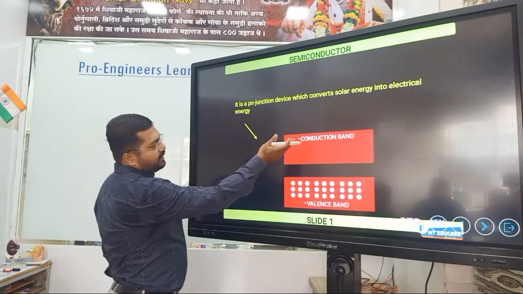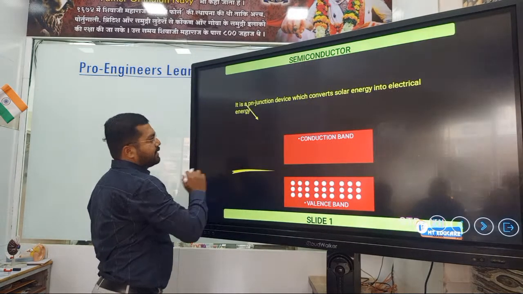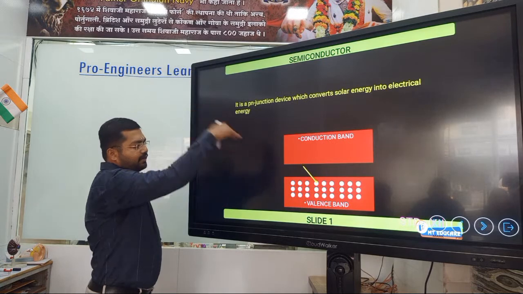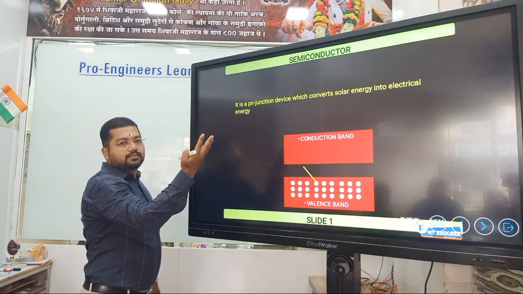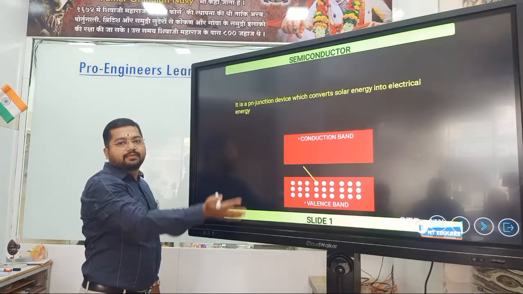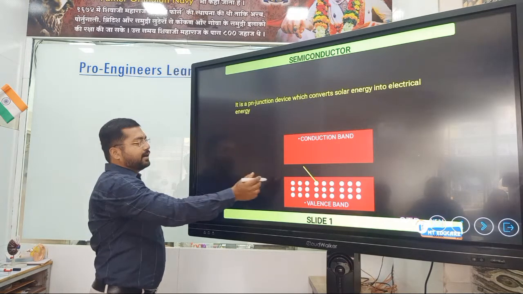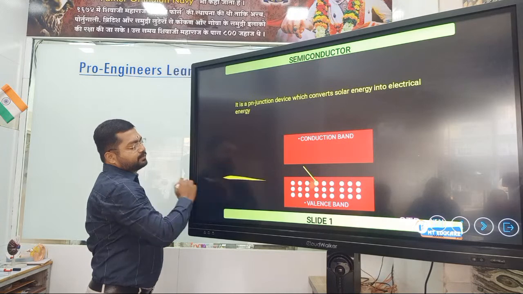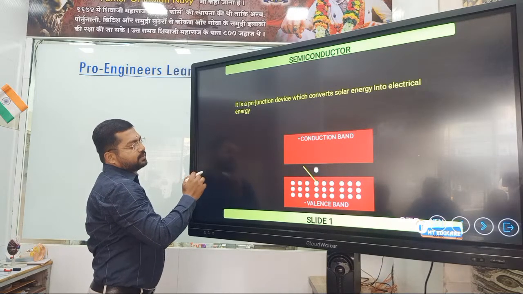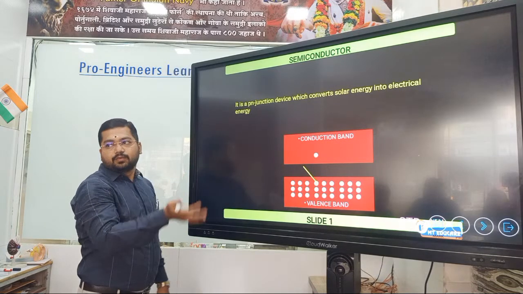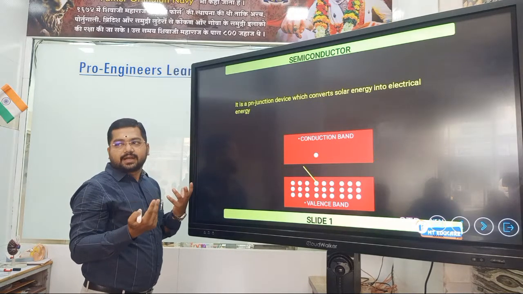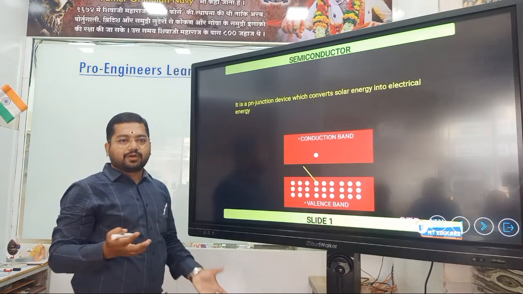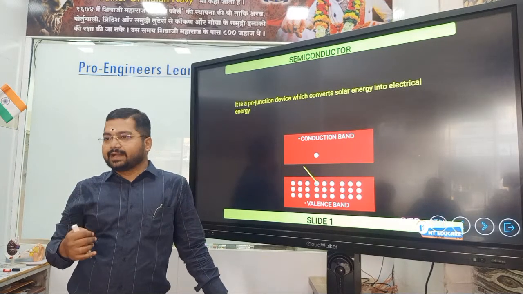So we have the conduction band and the valence band. Solar light will fall on the valence band, then electrons will get excited and jump into the conduction band. Electrons will move up and thus energy is generated, because from the solar cell we have to gain energy.